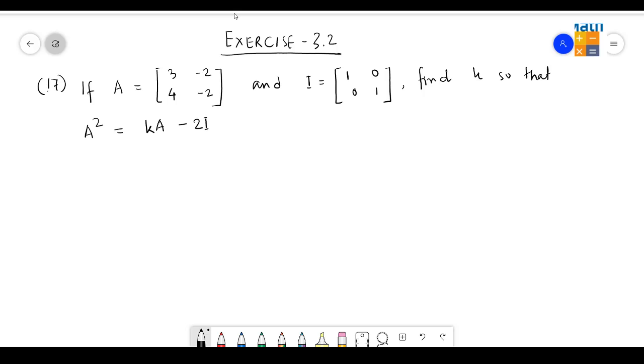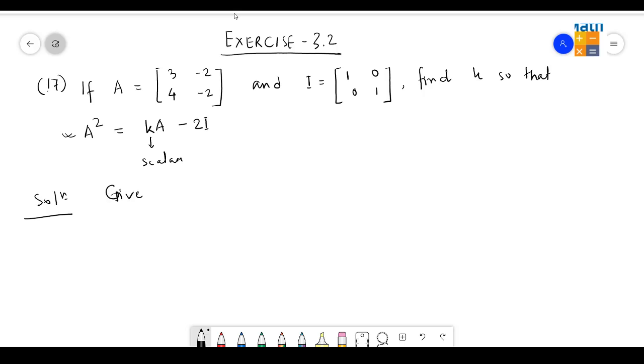So this is a scalar term here. Actually this is a term which is scalar. We have to evaluate its value. So here goes the solution part. For finding out the value of k, we have to use this expression. So for using this expression, first of all we need to evaluate what A square is.